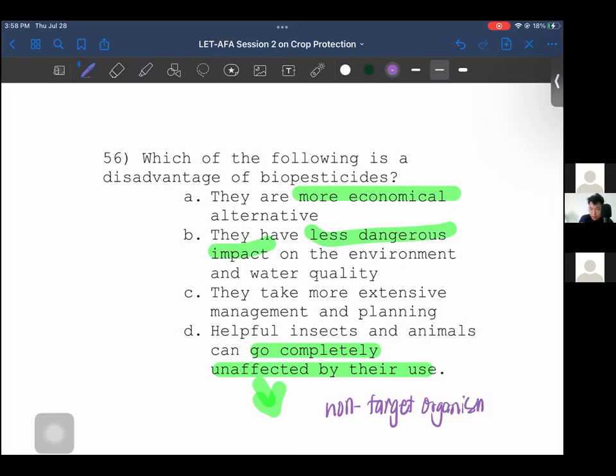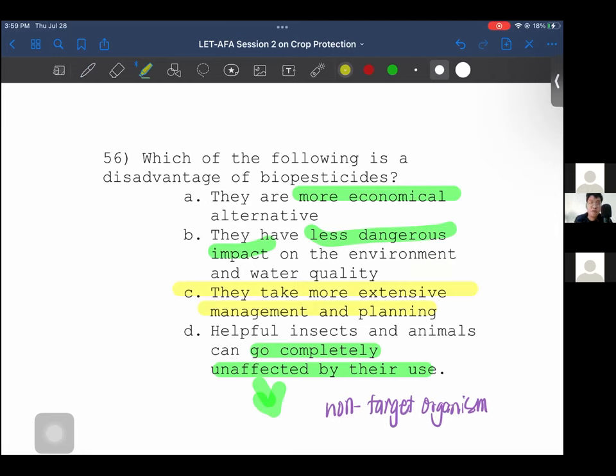And when it has no effect on non-target organisms, that is also an advantage. Because that pesticide should only target one organism. So if it has no effect, that's good because the organisms we are not targeting won't be affected. Thus, the disadvantage is they take more extensive management and planning.